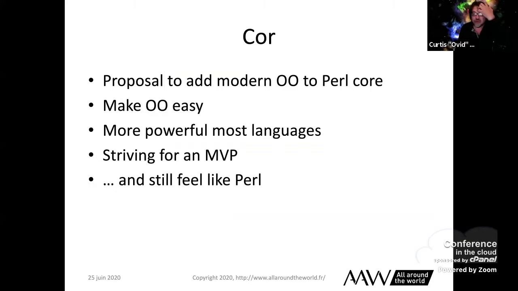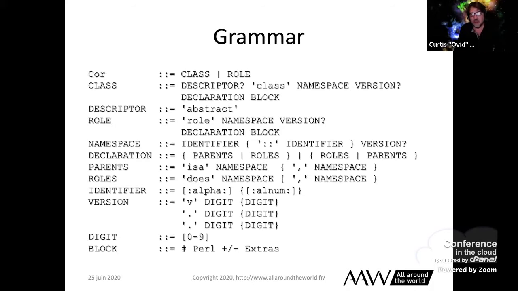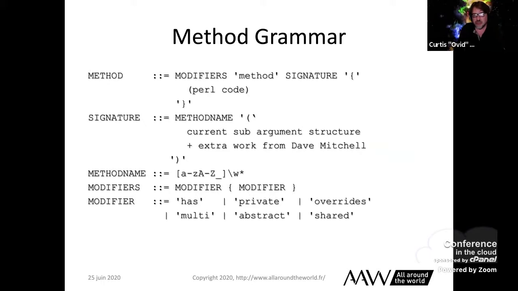I don't want to rewrite this into a different language. So I've got a grammar which describes the overall structure of how Core looks. It's not intended to be perfect, but it's to give us a starting point for discussion. Here's a grammar just for how the methods would work in Core.